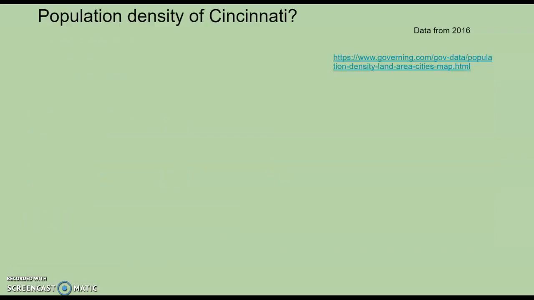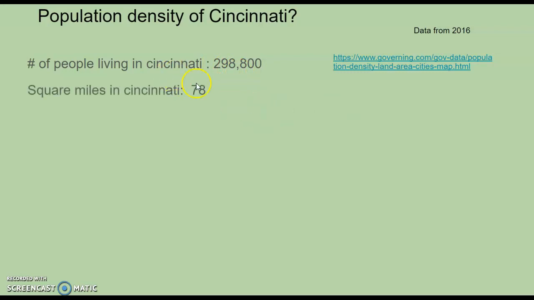Let's kind of narrow in and talk about Cincinnati for a sec. So the number of people living in Cincinnati, and this is from 2016. Okay, so it's not current, but it's one of the most current data years I could find. So close to about 300,000 people living in Cincinnati. How big is Cincinnati? It's about 78 square miles. So if I divide those two numbers, that's pretty much giving me a population density of about 3,800 people per square mile. That means per every square mile, there's about this many people that are there.